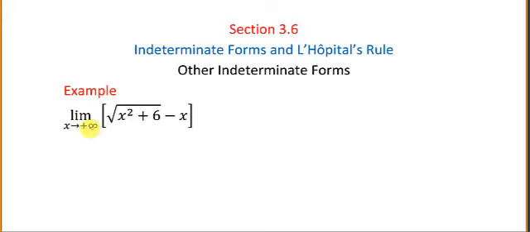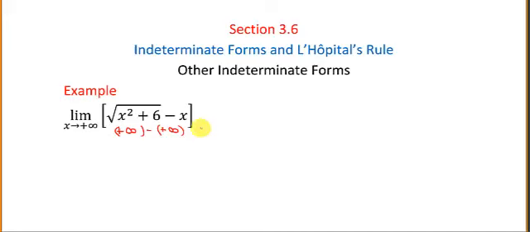The limit as x approaches positive infinity of the square root of x squared plus 6 minus x. Okay, as x goes to infinity, x squared plus 6 is going to go to infinity, so its square root will go to infinity also. And of course, x is going to infinity, so this is going to be a positive infinity minus a positive infinity, and that's an indeterminate form. Signs match.